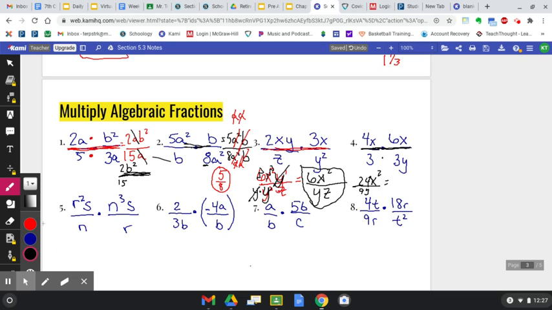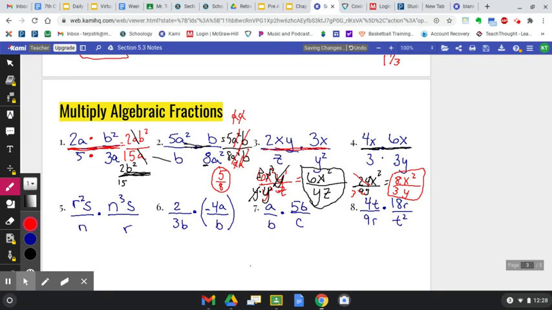So now we have to simplify this. 24 and 9 are divisible by 3, right? 3 goes into 24 8 times, and 3 goes into 9 3 times, right? So we divide out the common factor. There's only one x term, so it's x squared, and then I have y on the bottom.